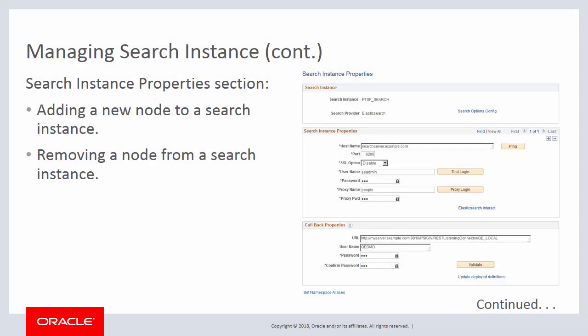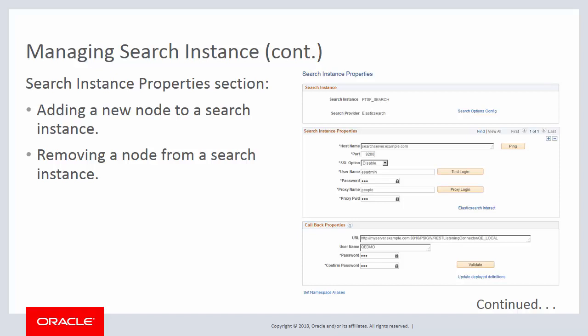In the Deploying Elasticsearch in PeopleTools 8.56 video, we discussed Elasticsearch Cluster. As a recap, when you install Elasticsearch, the installation process creates a cluster which can have multiple nodes. On the PeopleSoft side, you create a search instance to integrate with the Elasticsearch search engine. You must ensure that the nodes that are part of the Elasticsearch cluster are added to the corresponding search instance.